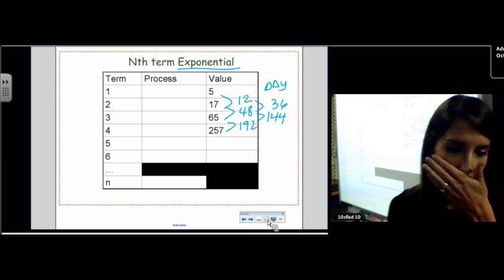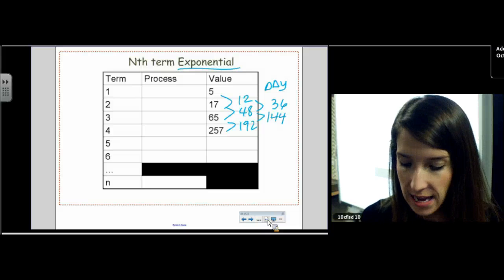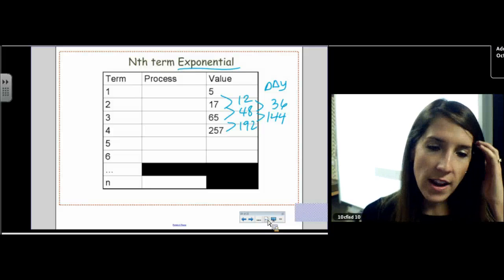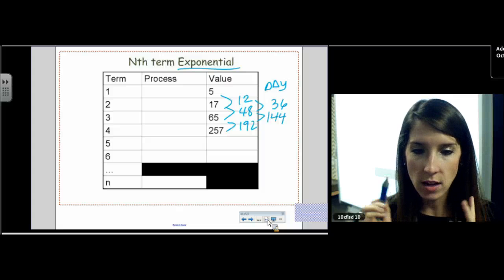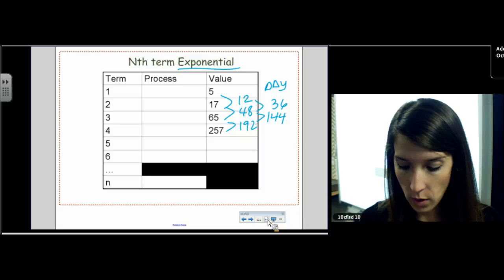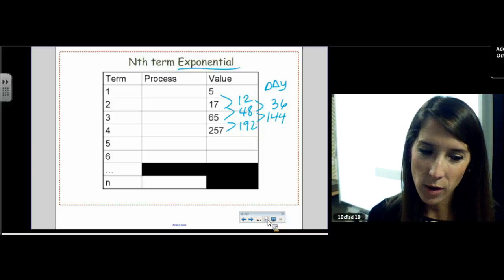So we realize that this is exponential. And then I gave you a hint. I said, if you're trying to find your base of the exponential, sometimes it works where you can divide your delta y's. So you can do 144 divided by 36. The only time that's not going to work, I'll tell you later.